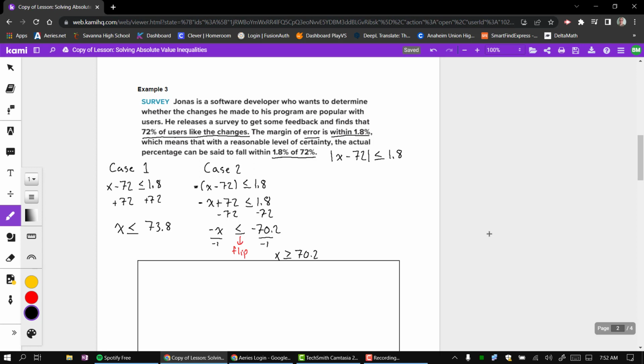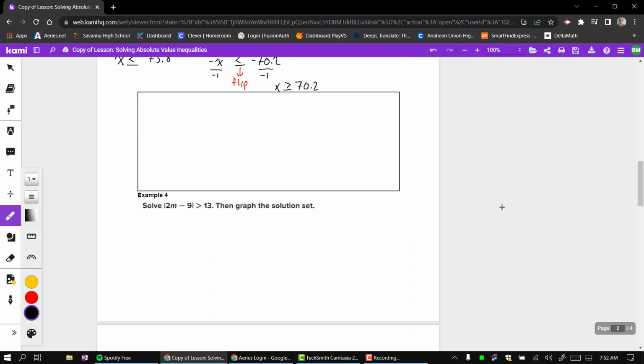So my lower percent is 70.2. My higher percent is 73.8. So I'm going to fall between 70.2 and 73.8. I'm going to have values of x such that I fall between that interval. So that's absolute value that falls under intersections.